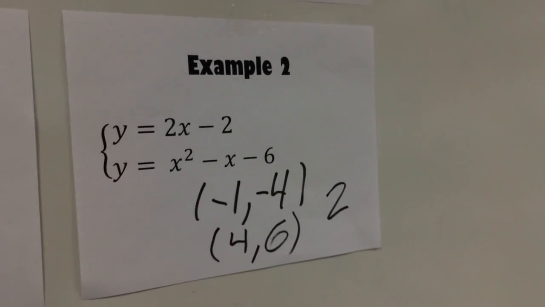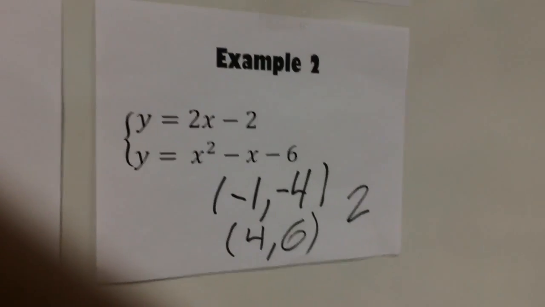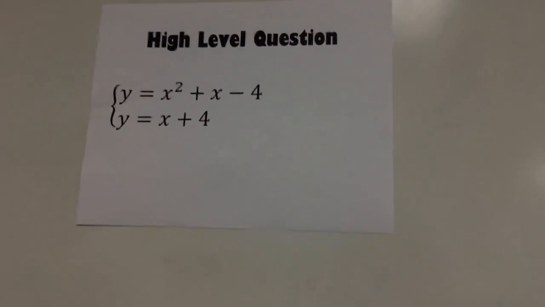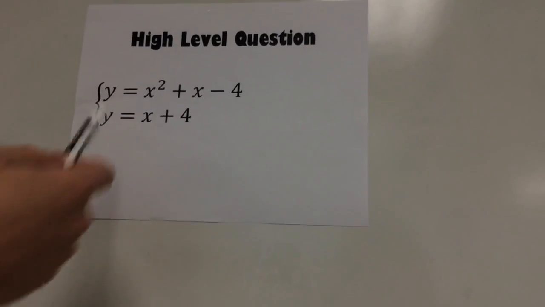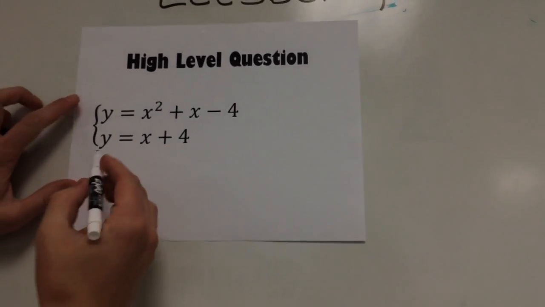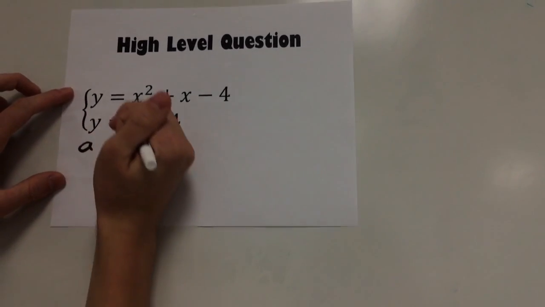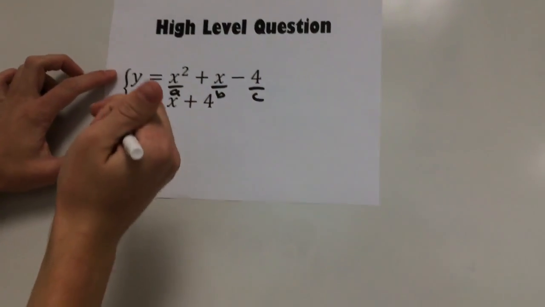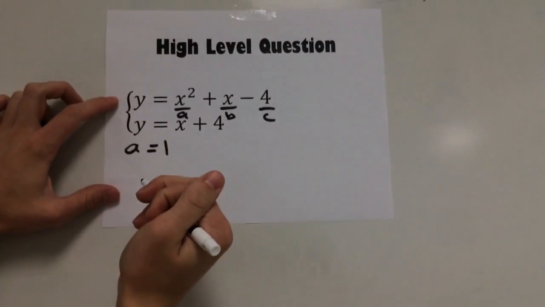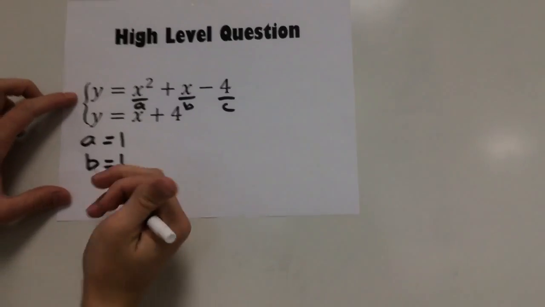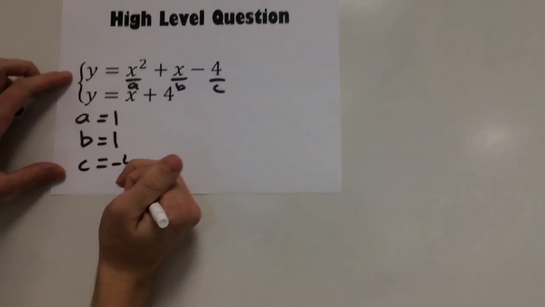And for the higher level question, we're going to be using the quadratic formula. It's really not that hard. You just have to memorize the quadratic formula. You obviously only put this one in the quadratic formula. So that's A, that's B, and that's C. So the a value equals 1, and the b value equals 1, and the c value equals -4.